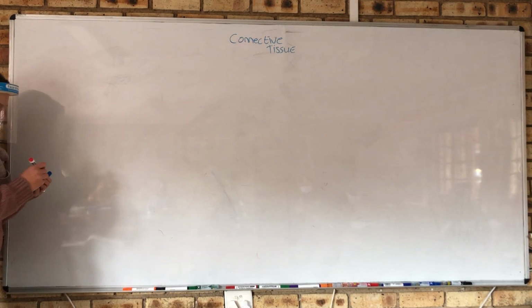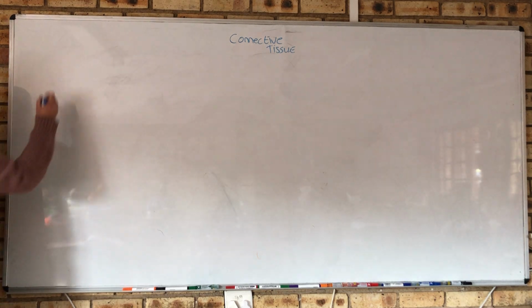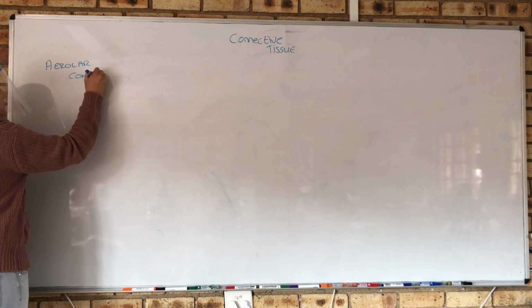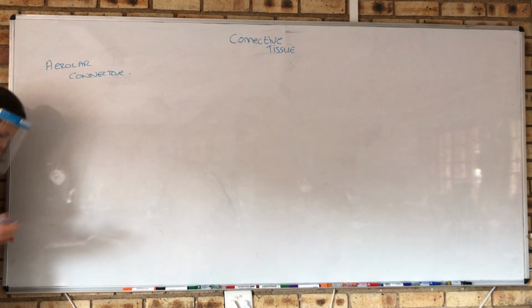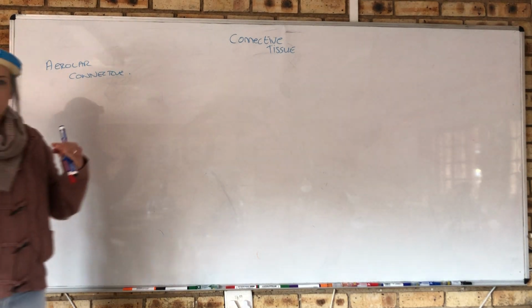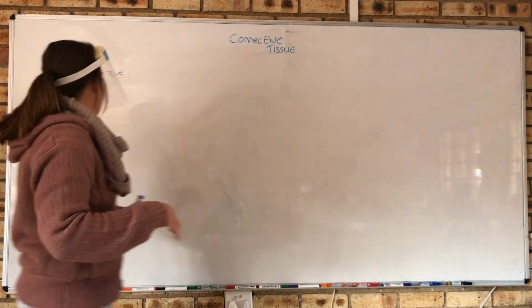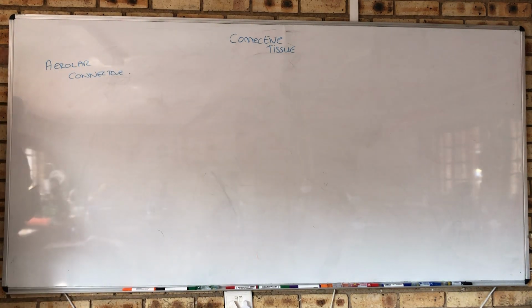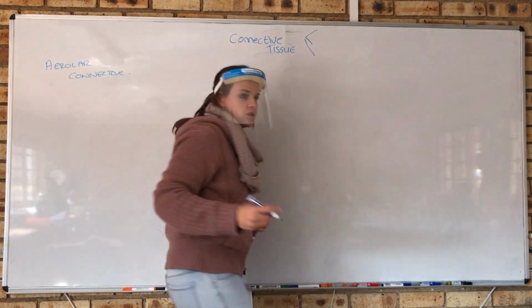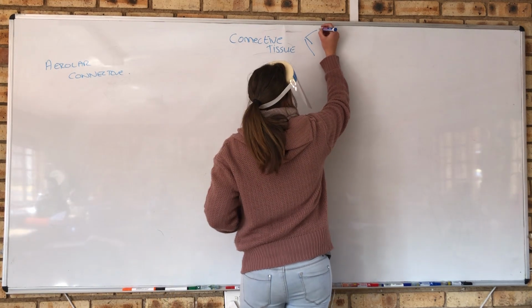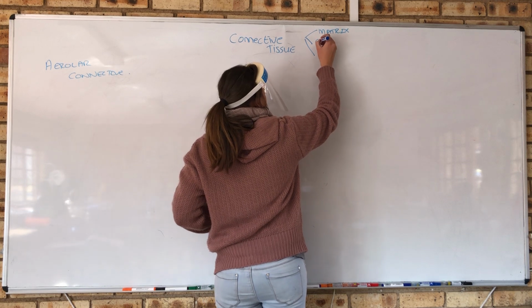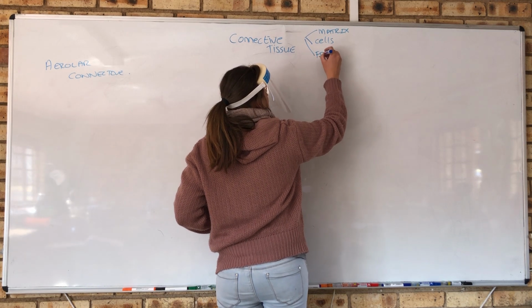So the first one we did was called areolar connective tissue. Areolar connective tissue is found basically surrounding organs and between our skin and our layer of muscles, etc. So it's a very commonly found connective tissue. The thing about connective tissue is they must have three things. What are those three things, grade 10? They must have a matrix, cells and fibers.